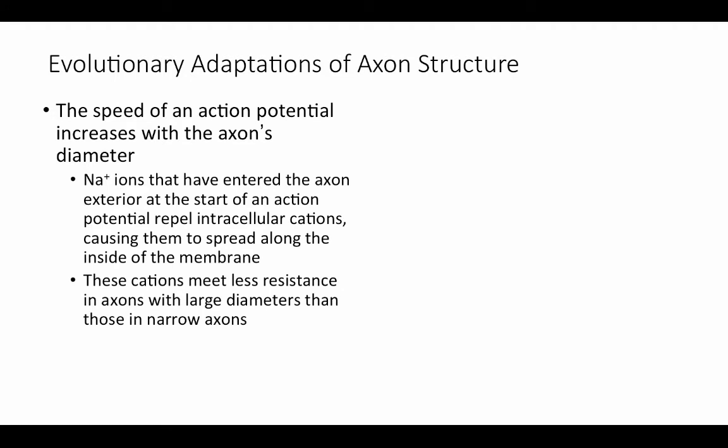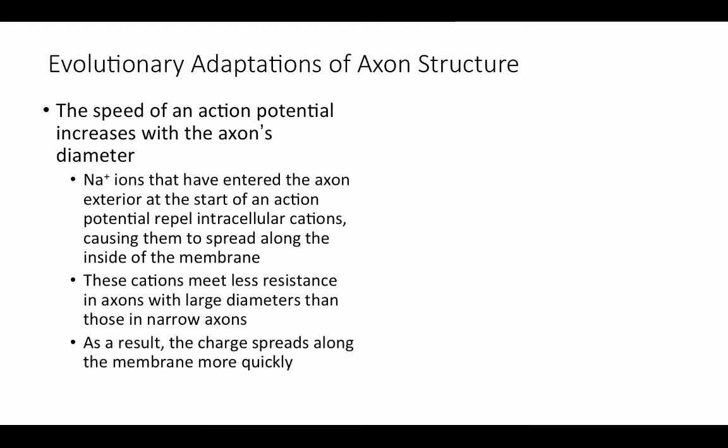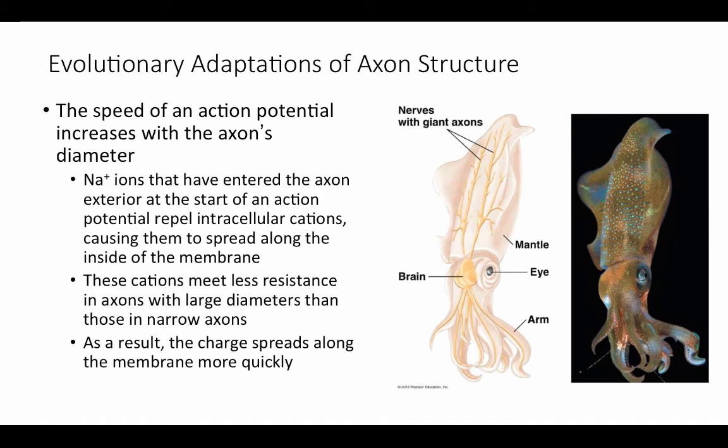So these cations are better able to move. They meet less resistance in axons with large diameters than those in narrow axons. So a larger diameter axon increases the speed of propagation of the action potential down the axon. So the charge spreads along the membrane more quickly with less resistance.